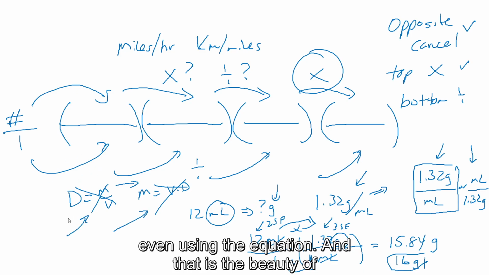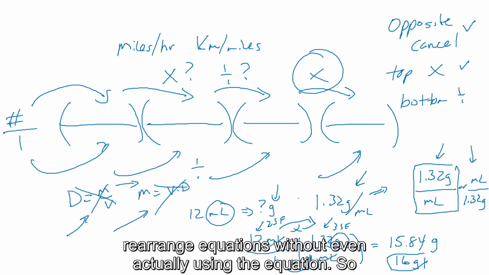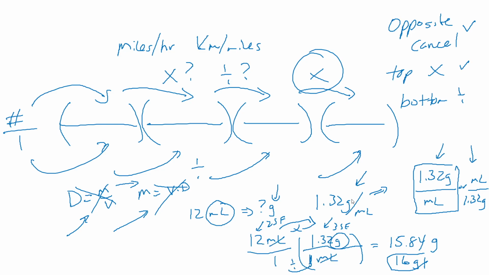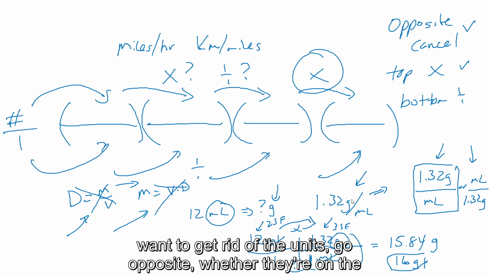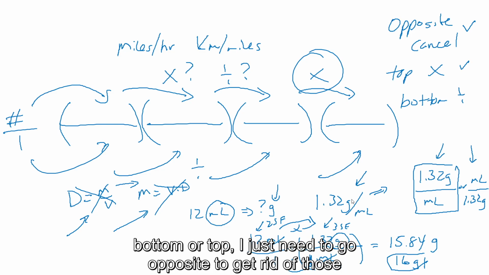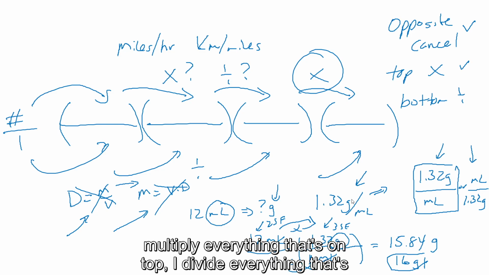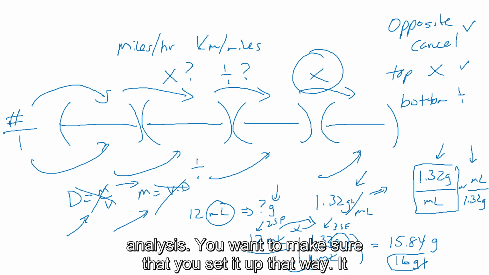And that is the beauty of dimensional analysis, it can allow you to essentially rearrange equations without even actually using the equation. So it's really important to set things up this way in chemistry. And it's really 3 simple things to remember. If I want to get rid of the units, go opposite. Whether they're on the bottom or top, I just need to go opposite to get rid of those units. I want to keep whatever units I'm looking for. I multiply everything that's on top. I divide everything that's on the bottom. And that is the simple approach to dimensional analysis.